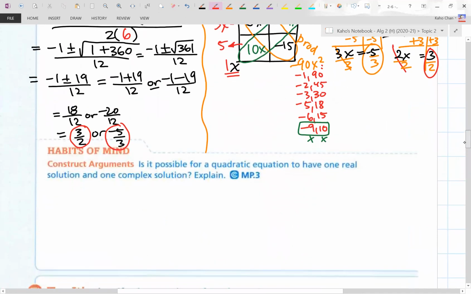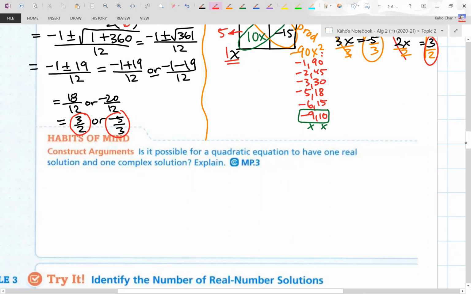Holy cow. That's a lot of work. Is it possible for a quadratic equation to have one real solution and one complex solution? Explain. Well, remember, we're graphing a parabola, if you want to see the solution that way. The parabola has to hit the x-axis. You cannot have only one complex and one real. It doesn't work that way. They have to come in pairs. So write that down: complex numbers come in pairs.